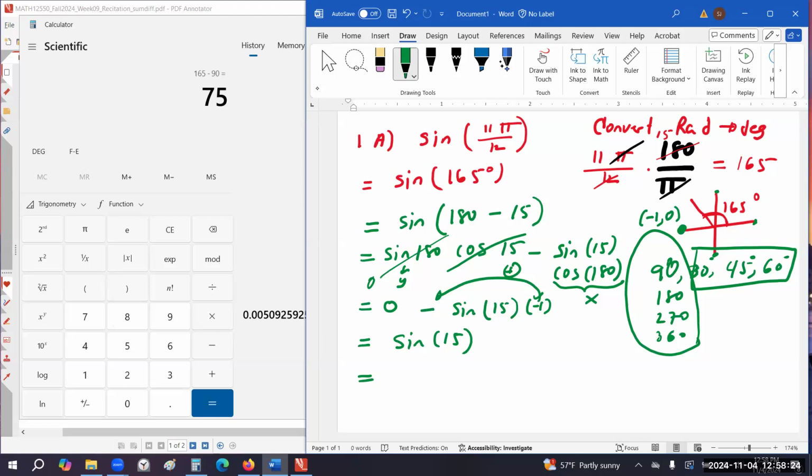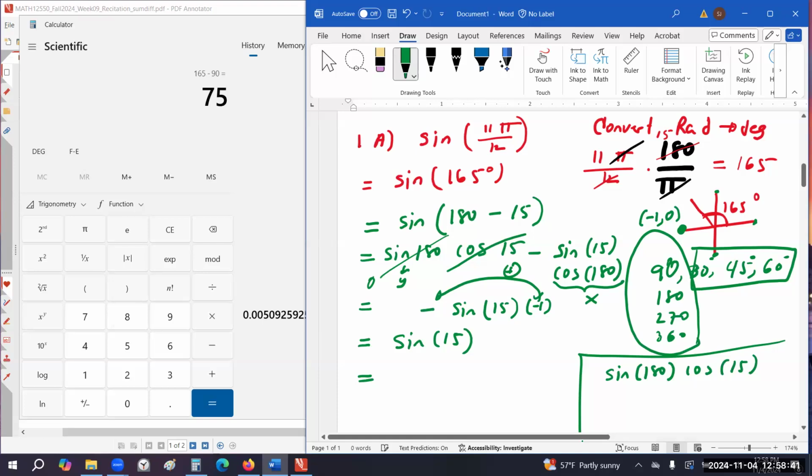Why did it cancel out? Okay, let me show you the details. We have sine 180 and cosine 15. You can look at the unit circle. In the unit circle, every radius is 1 unit. That means at 180 degrees, the x value is -1 and the y value is 0. Sine represents the y value. The y value at 180 degrees is 0. So this whole thing is 0.